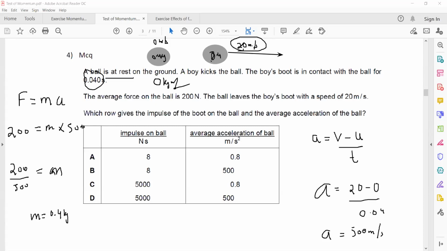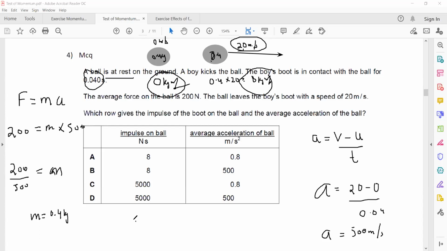And 0.4, because 0.4 is the mass, multiplied by the velocity, which was 20. So 0.4 multiplied by 20: 4 multiplied by 2 is 8. So this will give 8 only, the final answer. So 8 kilogram meter per second. So here the momentum is 0 initially and the final is 8.